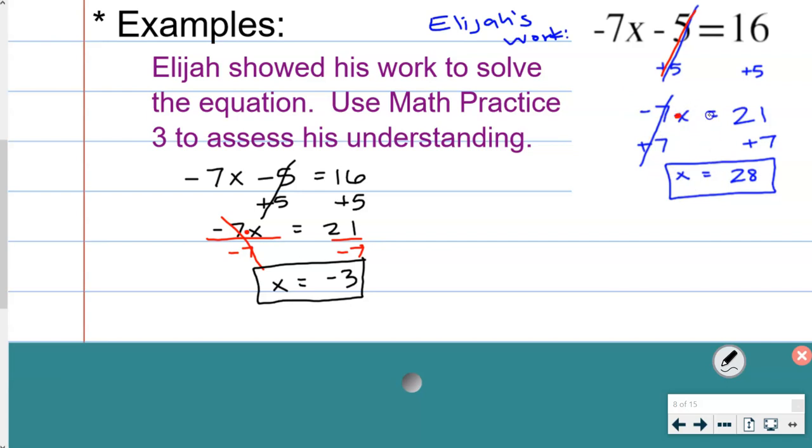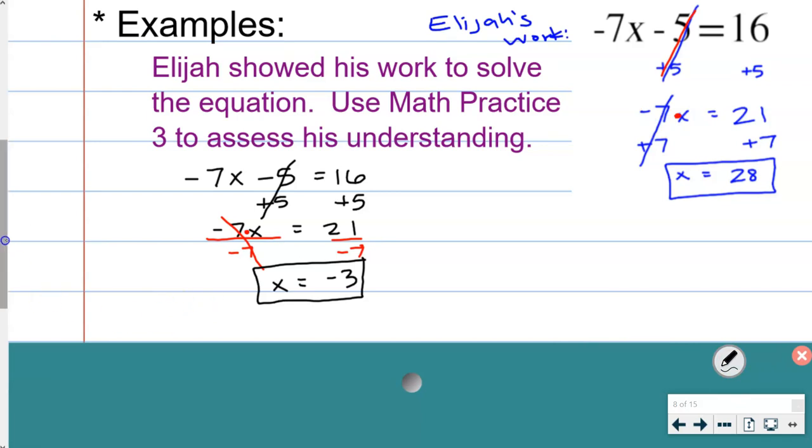Would you say that Elijah still knows how to solve equations? Yeah. He understands the process, right? He knows he needs to get X alone, and whatever he does to one side, he does to the other side, and he does a really good job showing his work. Maybe we just need to reteach Elijah how to identify what's happening, right? Reminding him that -7X means -7 times X. But yes, I think Elijah does understand solving equations.